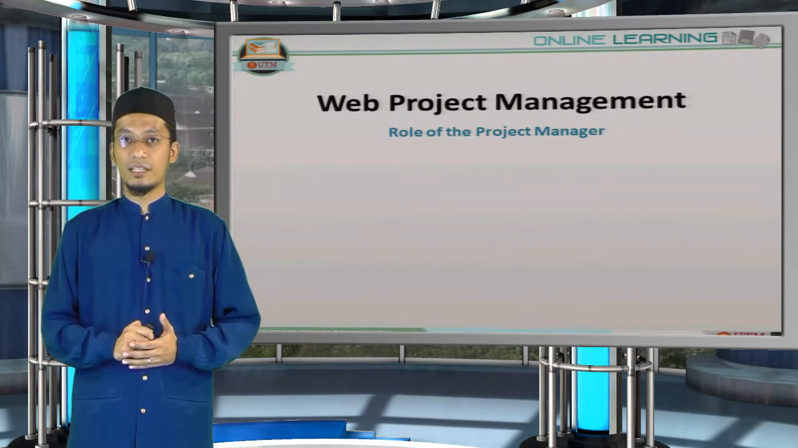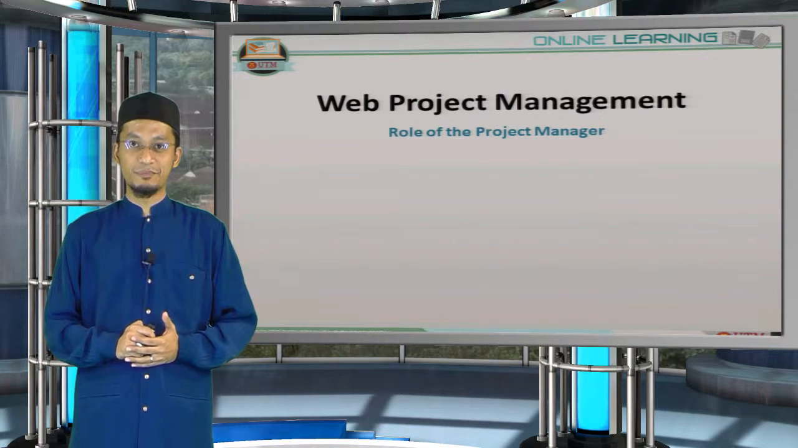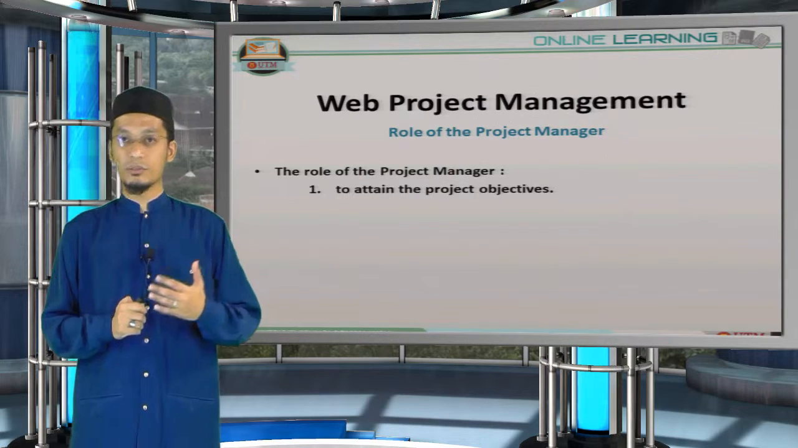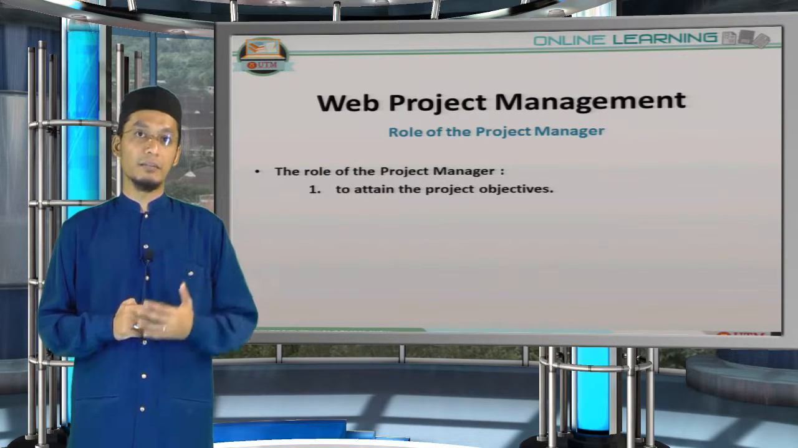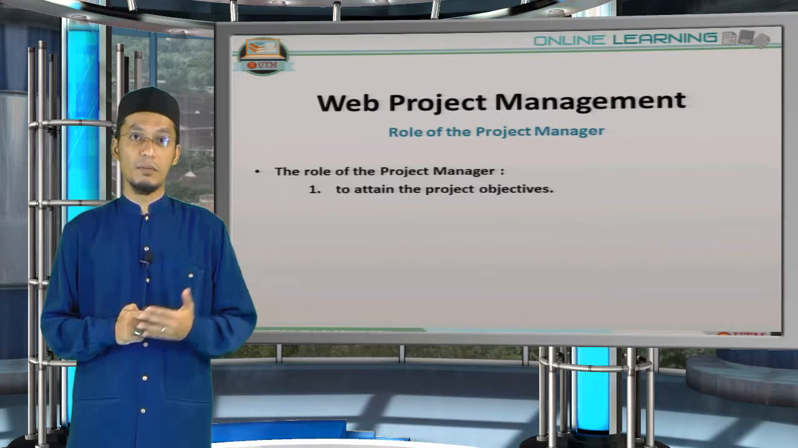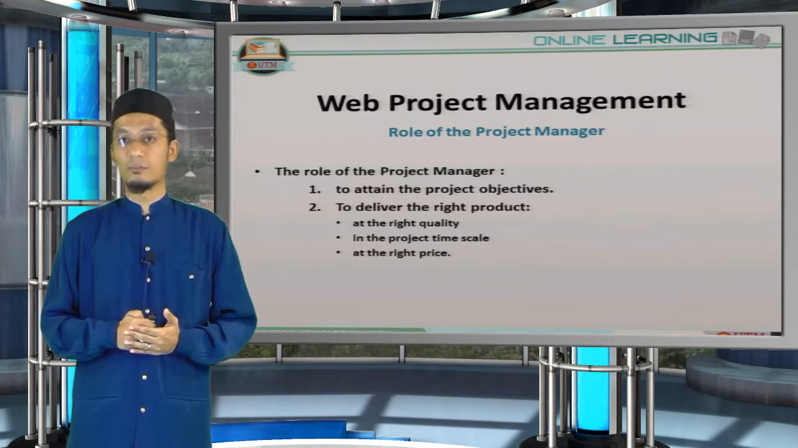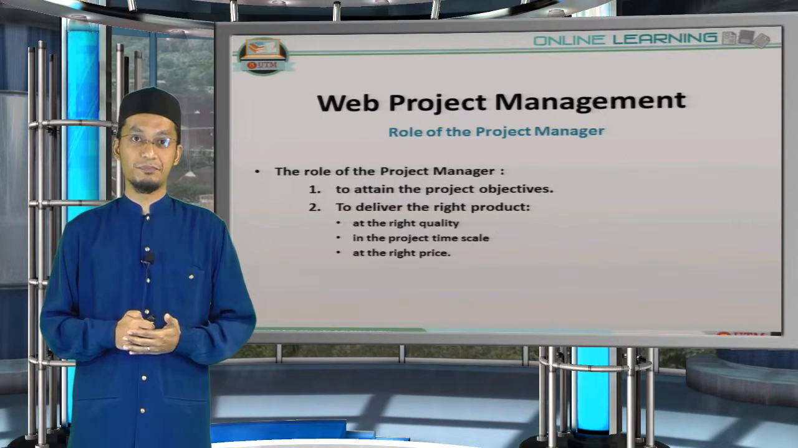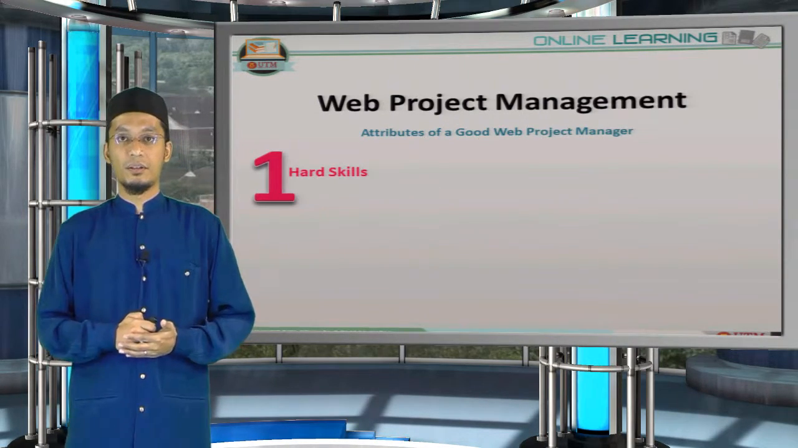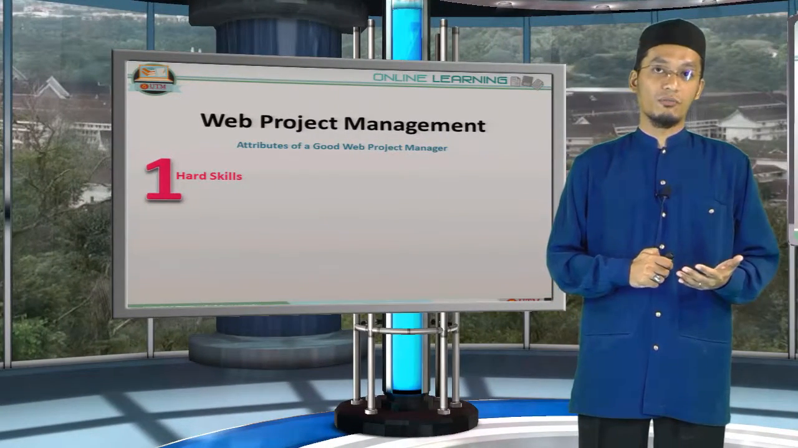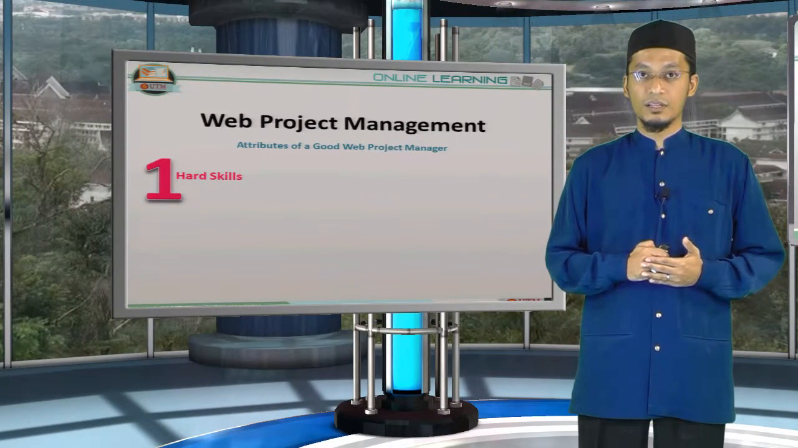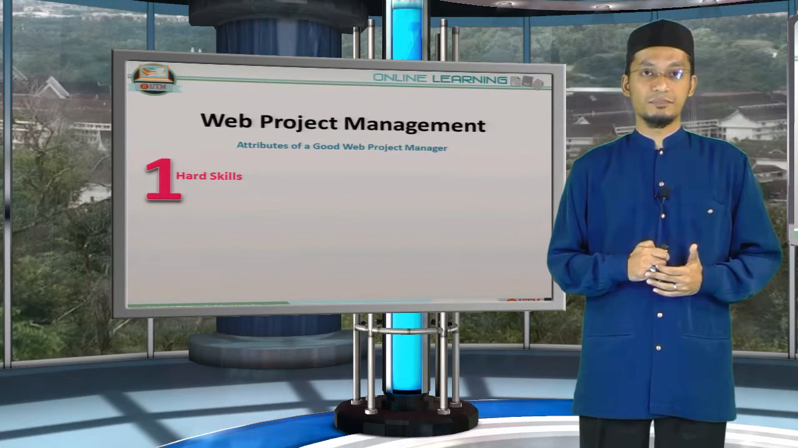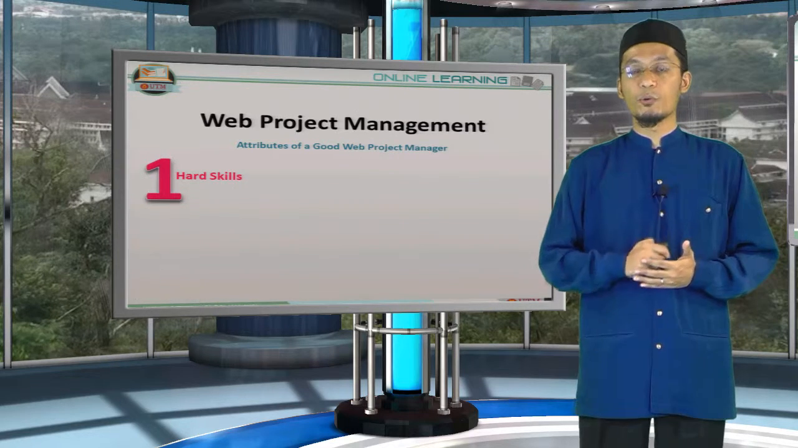Let's proceed with the role of the project manager. If you are a project manager, there are several roles that have to be played by the project manager. Among them are to attain the project objectives and also to deliver the right product to the users. Let's look at the attributes of a good web project manager. There are two main attributes. Number one is hard skills. What are the hard skills of a good web project manager?